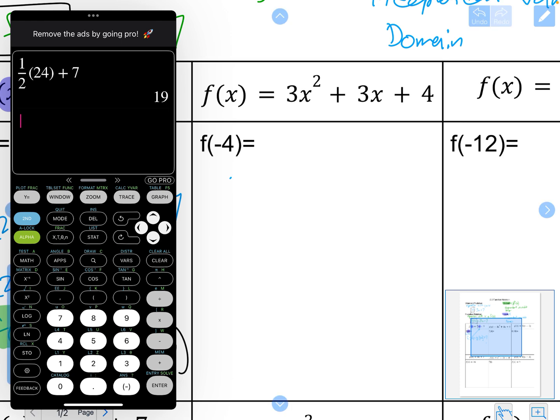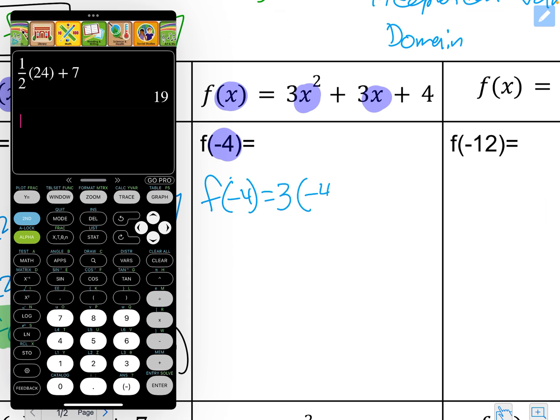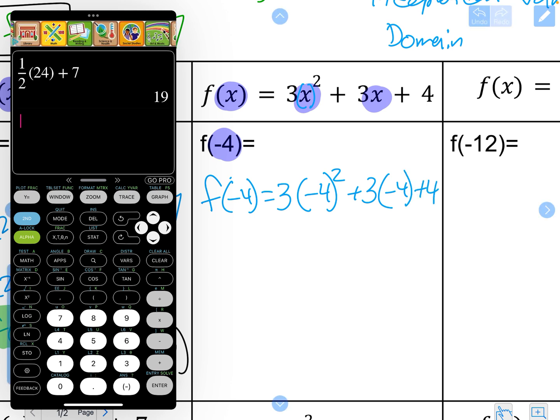So now here our equation's a little bit scarier, but it's really not that scary. Again, I'm going to find my input, and I'm going to highlight or circle all of my x's. So when I write my equation, f of negative 4, I'm going to input my input in all of the x spots. So always, always, always, whatever I put in the x spot, I'm going to put in parentheses. So plus 3, negative 4, and then finally the last part.